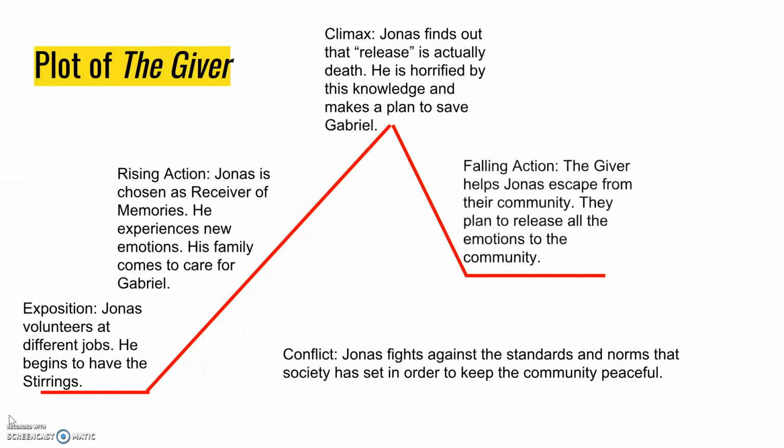The falling action is that the Giver helps Jonas escape from their community, and they plan to release all the emotions to the community. They do this by having a bike that he can leave on and distracting them so he can leave within the night with Gabriel. The resolution is that Jonas finds that sled at the top of the hill, and he goes down and he's remembering all those emotions that he felt in that first emotion that the Giver had given to him. And at this, he takes Gabriel into this warm-looking house, and we're left there with this unresolved conclusion, but that we're hoping helps us know that there's hope, that Jonas has found somewhere else to go.